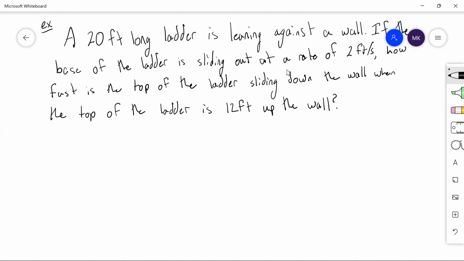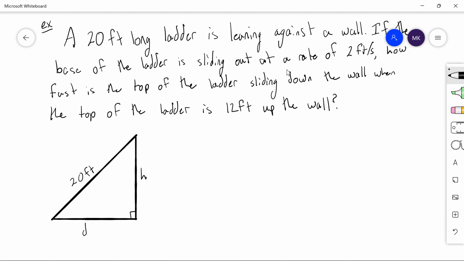So we've just got the good old classic ladder on a building, right? Go to a right angle here. Our ladder, we know, is 20 feet. Now, what we don't know is the rate at which it's sliding down. We know the rate it's sliding out. So I'm going to say that this here is D. It's the distance from the base of the ladder to the wall. And then the other side here is going to be H, the height of the ladder from the ground up.